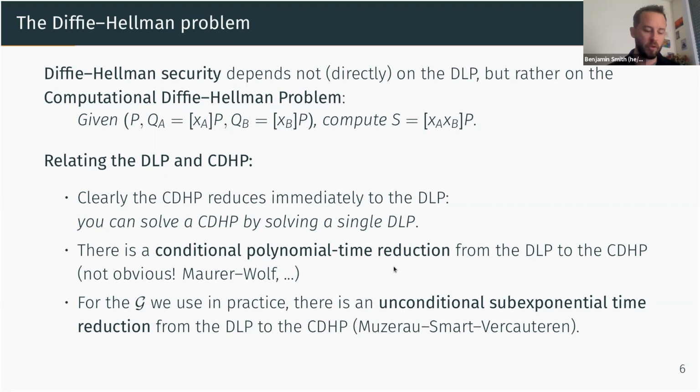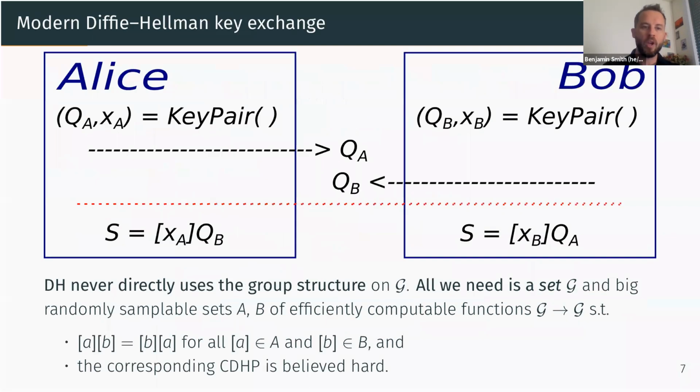But this is the Maurer-Wolf results. Basically, this is why we tend to act as if these problems have the same difficulty, even though they're clearly not the same thing. Okay, so back to Diffie-Hellman.